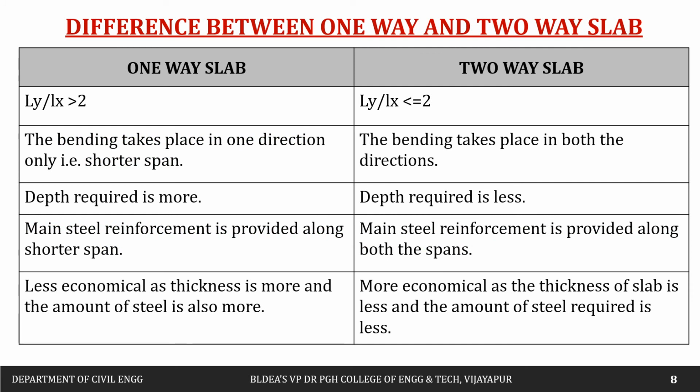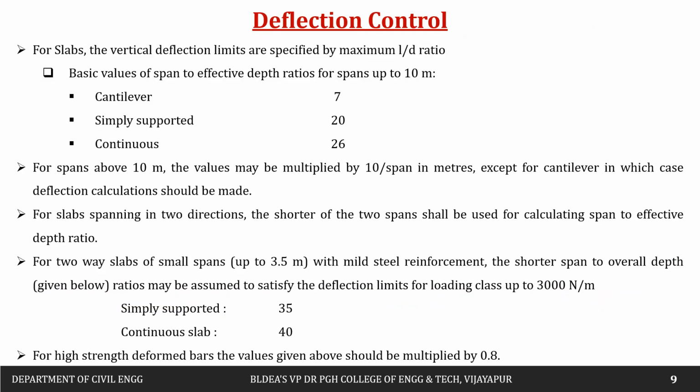A one-way slab is less economical as the thickness is more and the amount of steel is also more. Whereas a two-way slab is more economical as the thickness of the slab will be less and the amount of steel required will also be less. So these are some of the basic differences between the one-way slab and two-way slab.